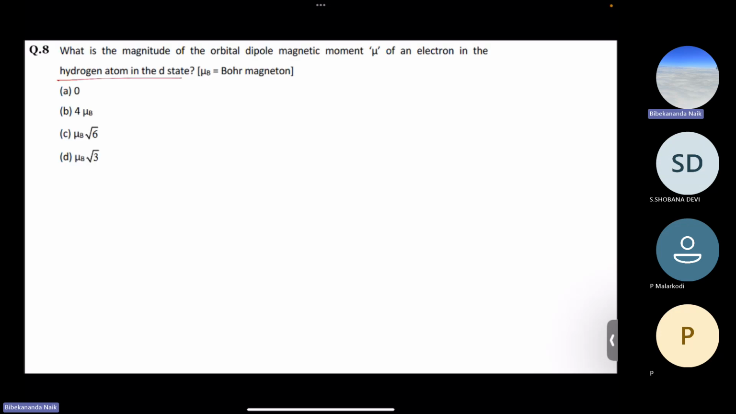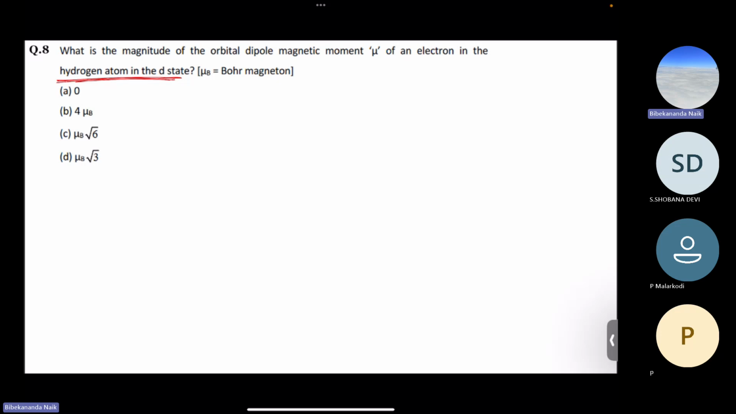Now moving to question number 8. Question number 8 says, what is the magnitude of the orbital dipole magnetic moment mu of an electron in the hydrogen atom in D state? So the previous question was S state, this one is D state. I hope you can solve it. So please solve it and tell me what is the correct option.